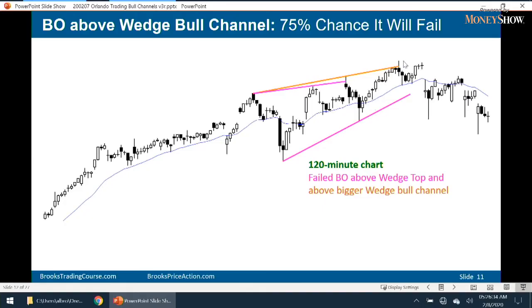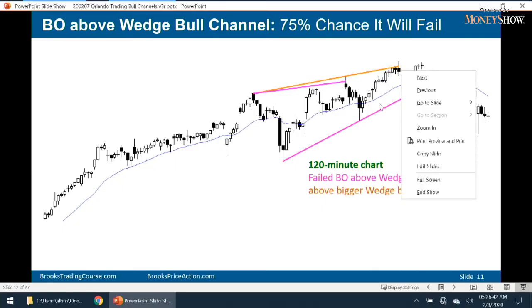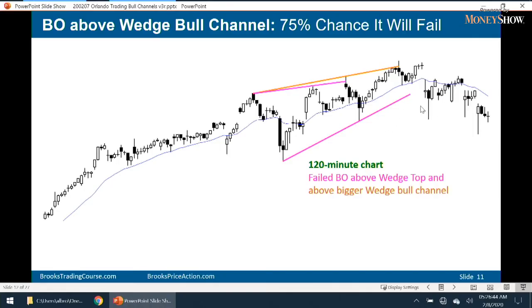We got 1 more leg up, trying to break above the top of the channel. 75% chance you're going to get a reversal down. Anytime you have a wedge rally, 75% chance you're going to get a break below the bottom of the channel, which we did.